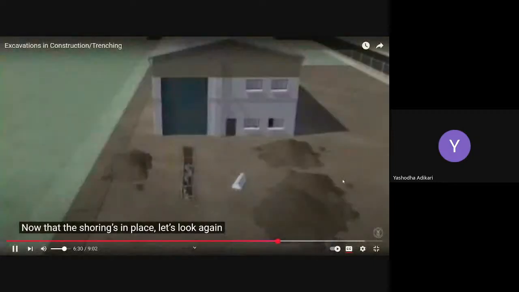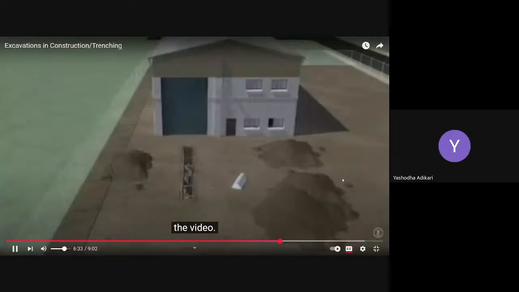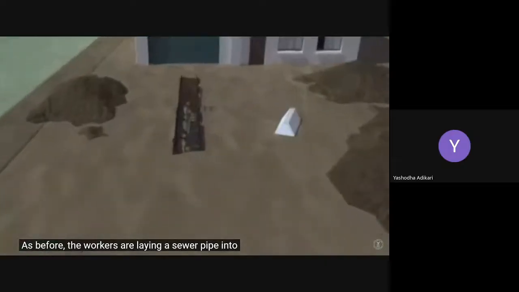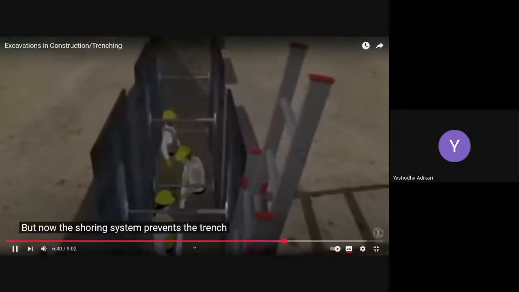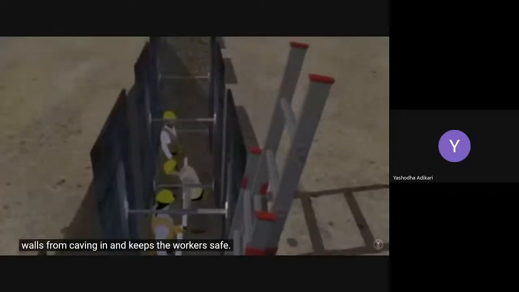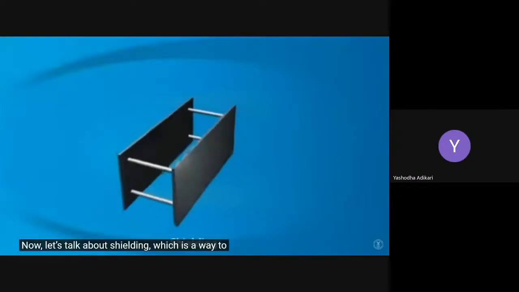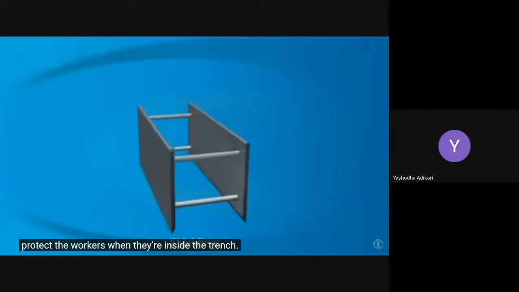Now that the shoring is in place, let's look again at the workers in the trench at the beginning of the video. As before, the workers are laying a sewer pipe into the bottom of a trench. But now the shoring system prevents the trench walls from caving in and keeps the workers safe. Sloping and shoring are ways to protect the sides of the trench so they don't cave in. Now let's talk about shielding, which is a way to protect the workers when they're inside the trench.